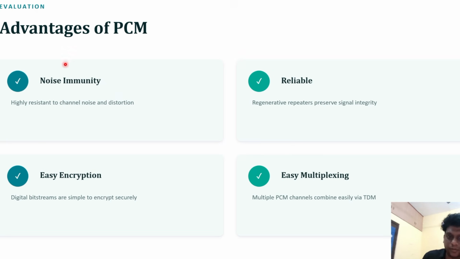So what are the advantages of using PCM? First, noise immunity: it is highly resistant to channel noise and distortion, and encryption is very easy in the case of PCM. For transmission, it uses regenerative repeaters, which preserve signal integrity over long distances. Then multiplexing: multiple PCM channels can be combined using TDM, time division multiplexing.